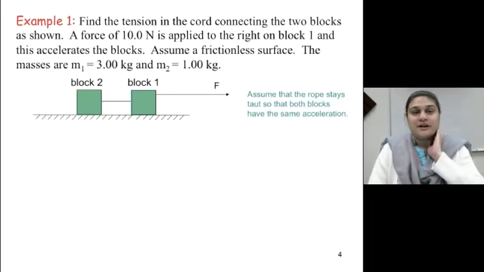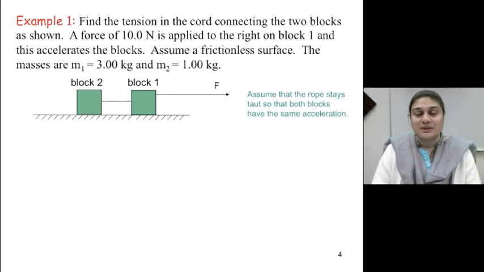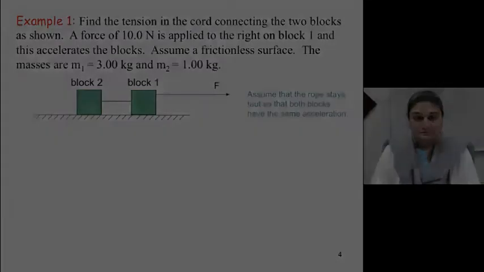So example 1. Find the tension in the cord connecting the two blocks that are shown below. A force of 10 newtons is applied to the right on block 1, and this accelerates the block. Assume a frictionless surface. The masses are m1 equals 3 and m2 equals 1 kilogram. Another assumption that you should always make is that the rope stays taut in such a way that both blocks have the same acceleration. So we will only consider the cases where both have the same tensions as well as the same accelerations.